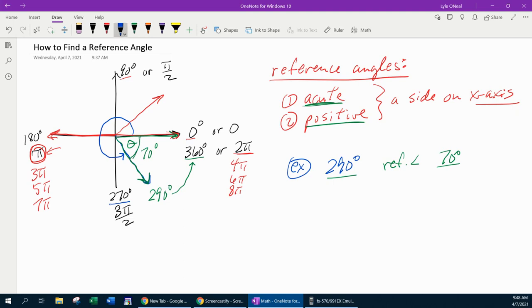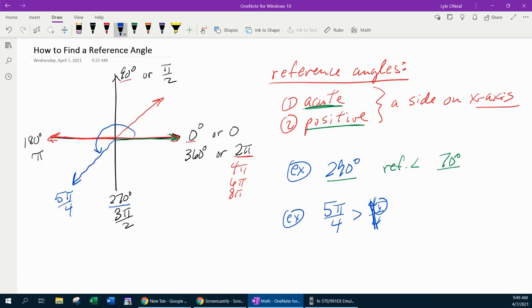Now let's do an example in radians. Let's say we're given an angle of 5 pi over 4, and we want to find the reference angle. So what we know is that 5 pi over 4 is bigger than 4 pi over 4, and 4 pi over 4 is pi. So that's going to be this guy right here. And since 5 pi over 4 is bigger, then we know that that angle is going to be in quadrant 3. So here's 5 pi over 4 in quadrant 3.